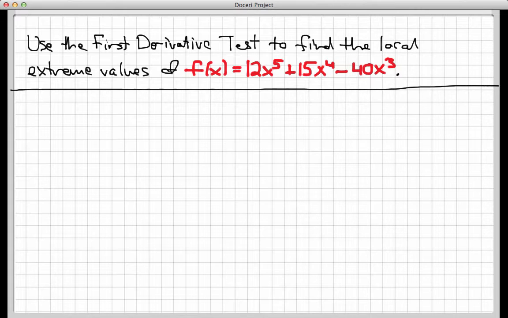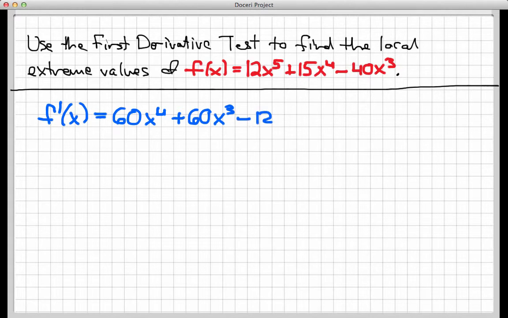So first of all, let's find f prime, because obviously we're going to need that. This is a simple polynomial function, so it's very easy to find its derivative. f prime of x is 60x to the fourth plus 60x cubed minus 120x squared. I'm going to do a little more with that derivative in a second, but let's just look ahead and see what we need to do.